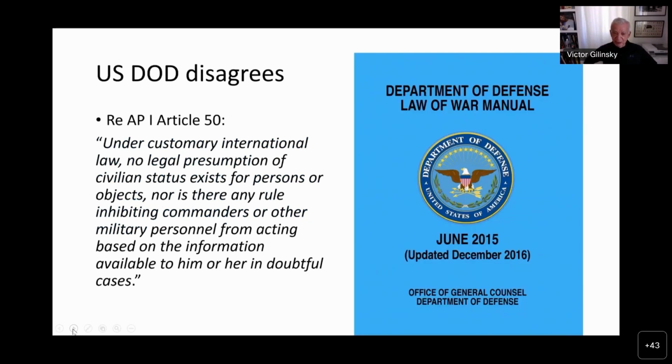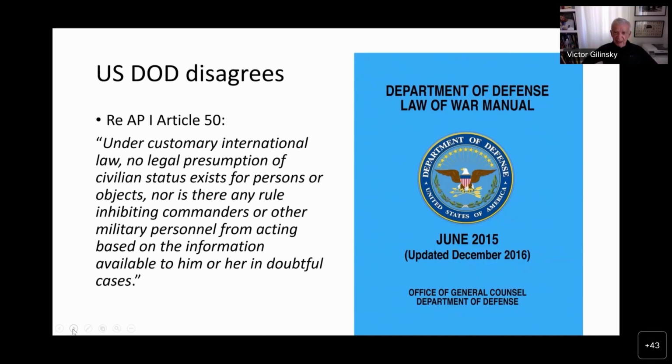Now, that's not the view of the United States at the present time. The picture there is the cover of the Department of Defense Law of War Manual, which I've just learned about recently. Some of you in the military may be familiar with it. It's a great fat book, and it deals, among other things, with this international treaty. And it addresses that distinction I just mentioned, which is in the treaty, between combatants and non-combatants, and how you interpret it if there is doubt.